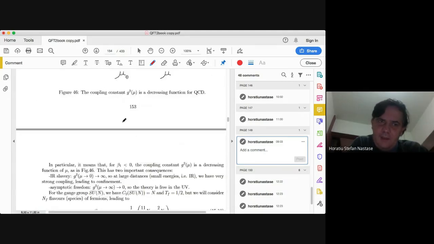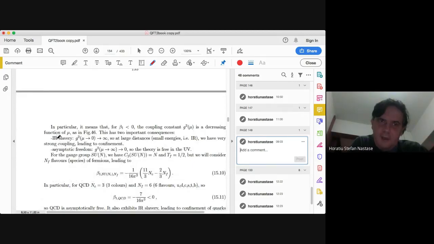All right, so that means we have these two properties. We have so-called infrared slavery, meaning G squared when mu goes to 0 is infinite. So at small energies in the IR, or in other words, at large distances, we have very strong coupling. So that leads to confinement, right? So in QCD, we know that we cannot separate the quarks and the gluons. The quarks and the gluons tend to be bound together. When you try to break them apart, you cannot. Their binding grows faster and faster, right?